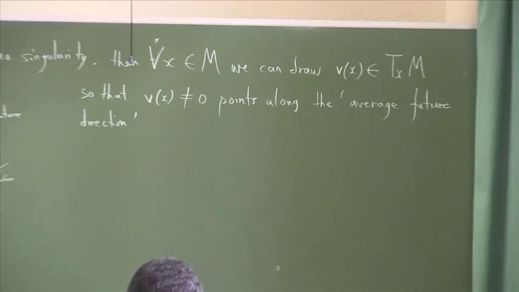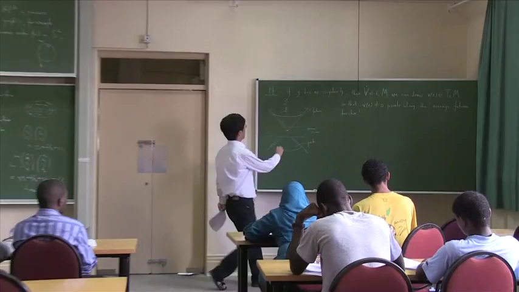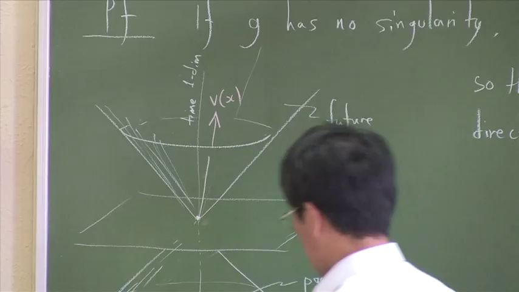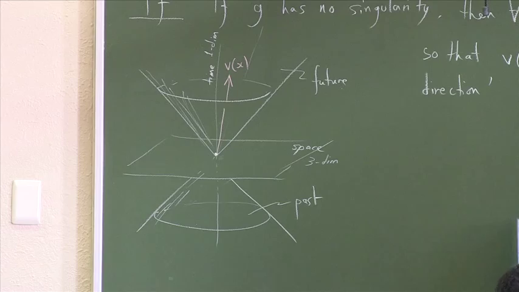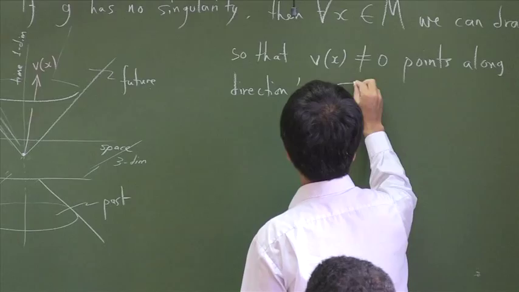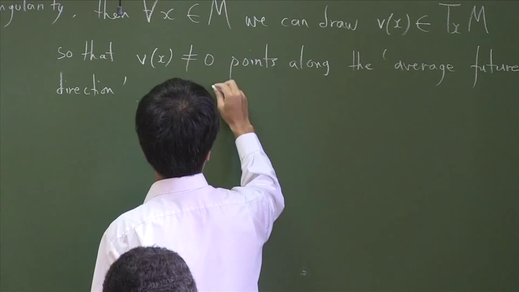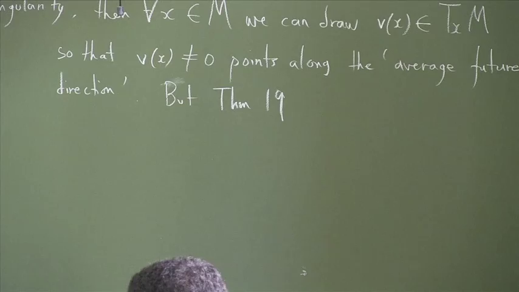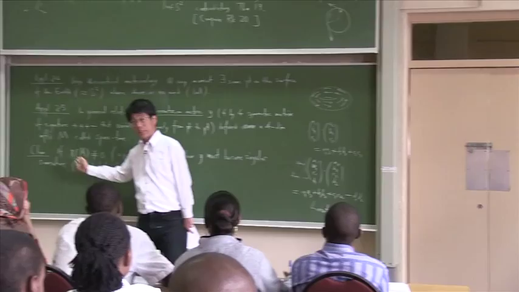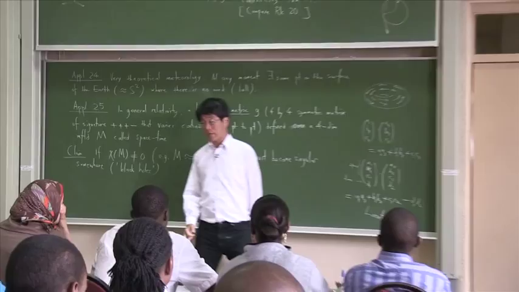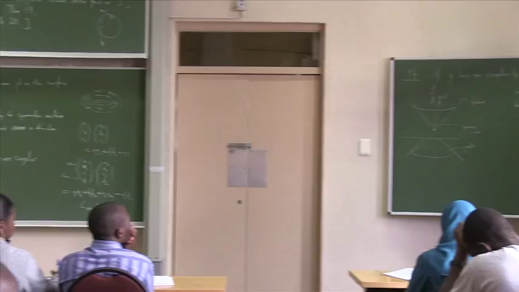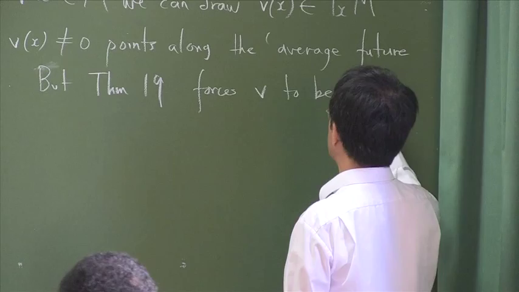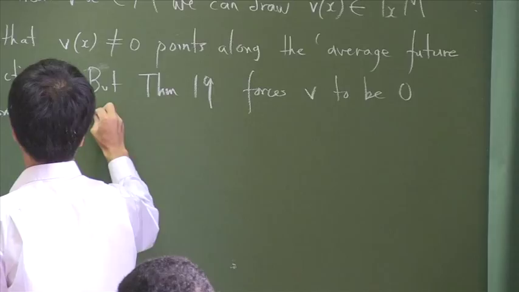Here, you might want to imagine, you know, I don't know which way it is. Maybe like this, V of x. And you can do this in a continuous fashion from point to point. But theorem 19 again, which says that the number of fixed points or number of equilibria of a vector field on a manifold is bounded below by the Euler characteristic, and if the Euler characteristic is non-zero, that means that there must be an equilibrium. So theorem 19 forces V to be zero somewhere on M, which contradicts that statement.